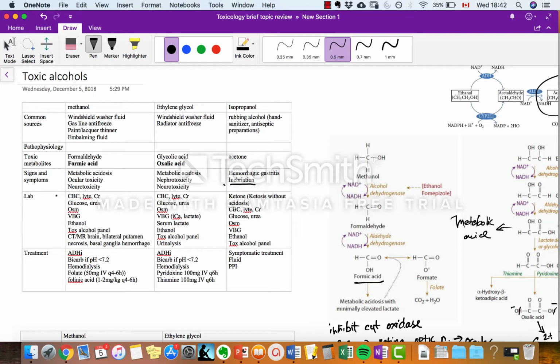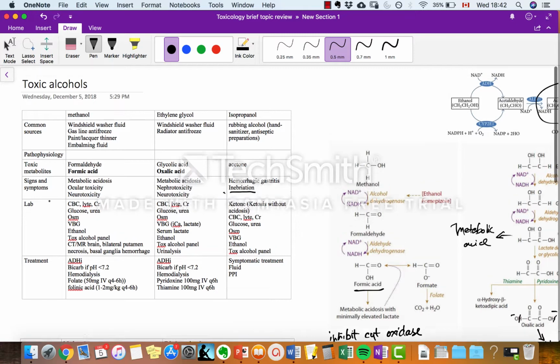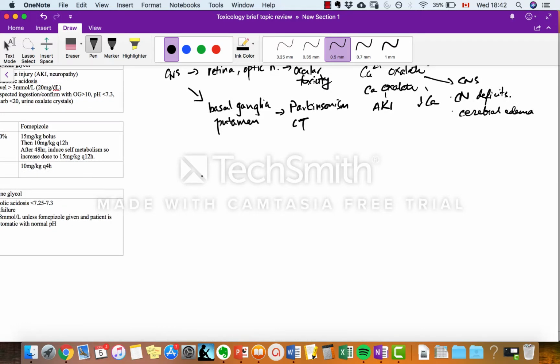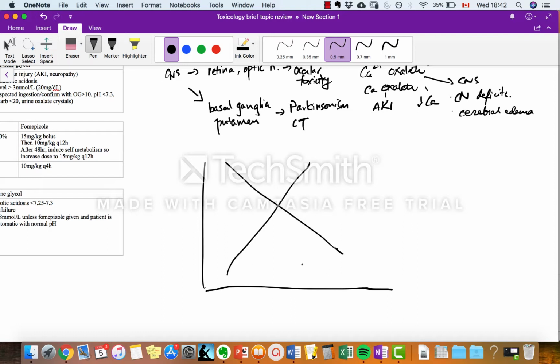In terms of lab investigations, when a patient presents with toxic alcohol, it depends on when they've come in. This is a classic graph where this is your time, and this is time 0 of ingestion.